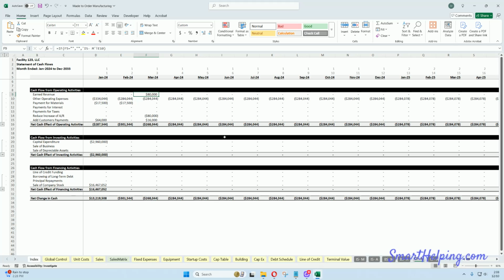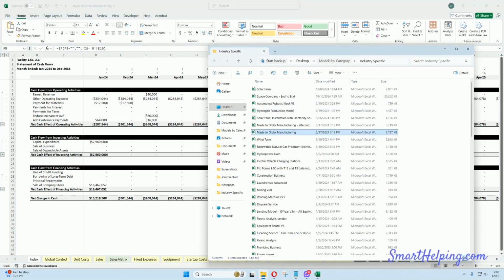All right, so that's one model that explains this concept. I want to look at a second, and it's a SaaS model.